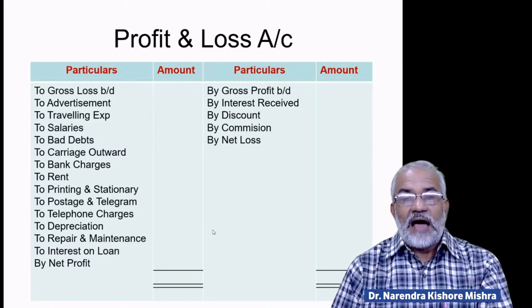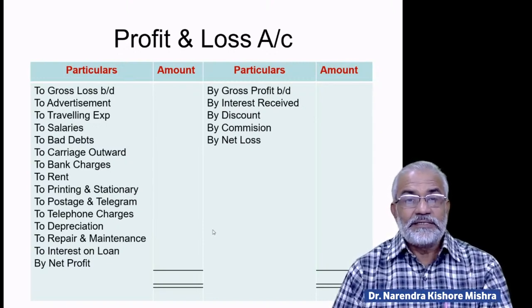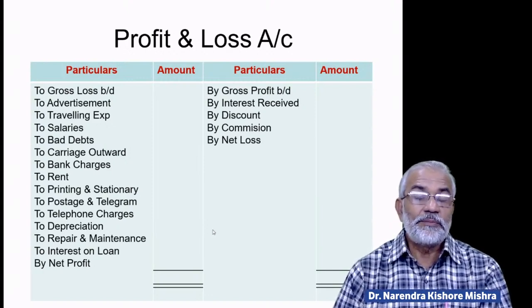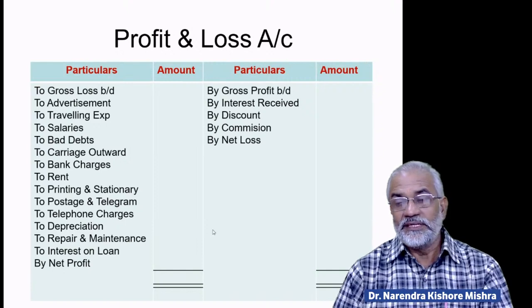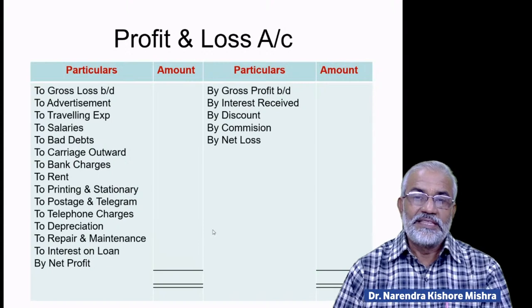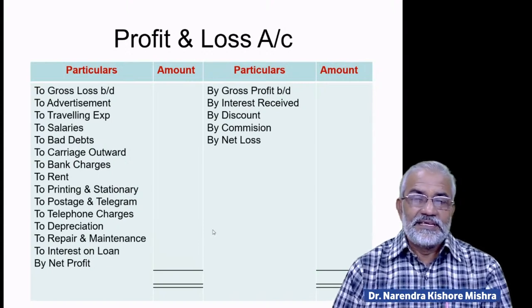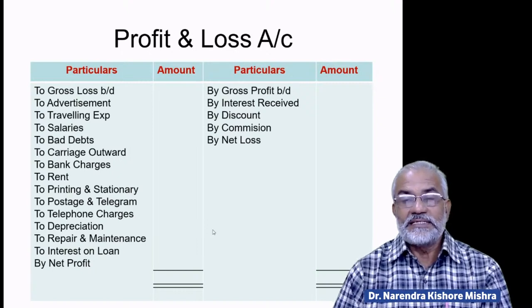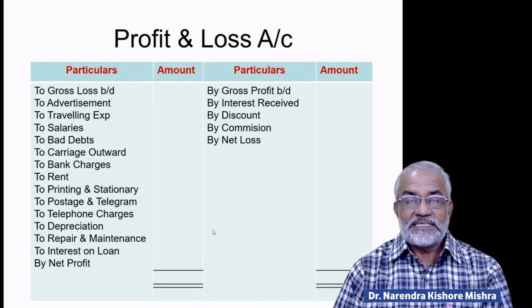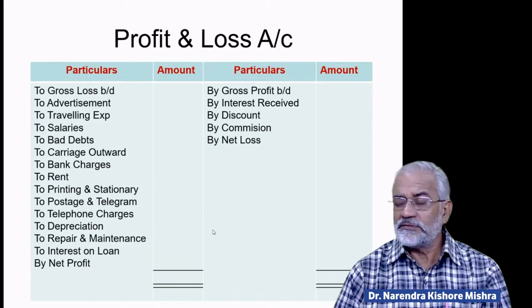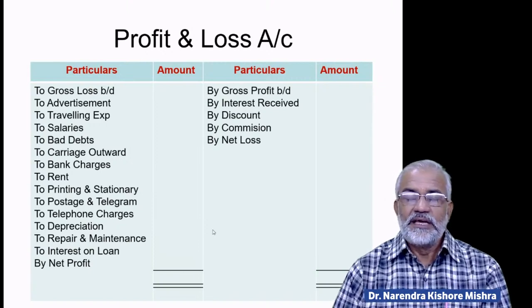Then after preparation of the income statement through the trading account and profit and loss account, we need to go for preparation of the position statement, which is called the balance sheet. The balance sheet speaks about the assets and liabilities of the organization. The assets and liabilities, that's why it is otherwise called the financial statement or the position statement.